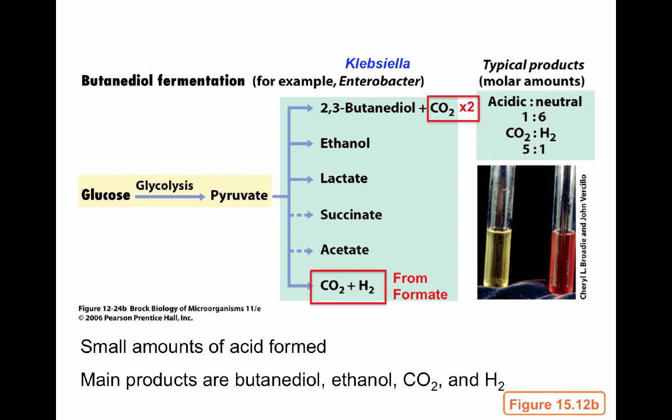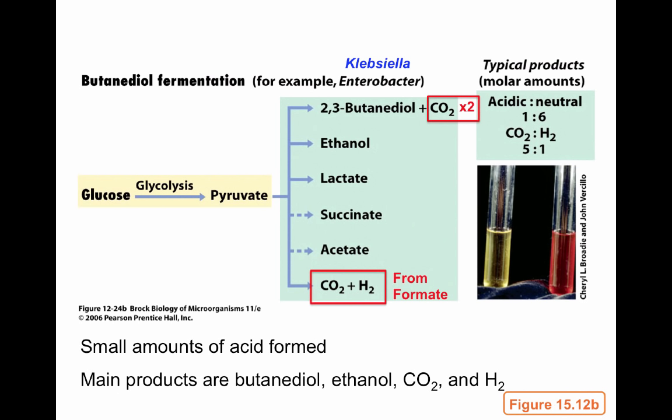And here, for every molecule, you're going to get 2 carbon dioxide from butanediol. So, whereas you have now 1 lactate molecule, you can have butanediol, ethanol, and all those are going to be more neutral. So for every acidic molecule, you have 6 neutral molecules. And the ratio of carbon dioxide to hydrogen is going to be 5:1. So you're going to have 5 carbon dioxide molecules per molecule of hydrogen being produced.